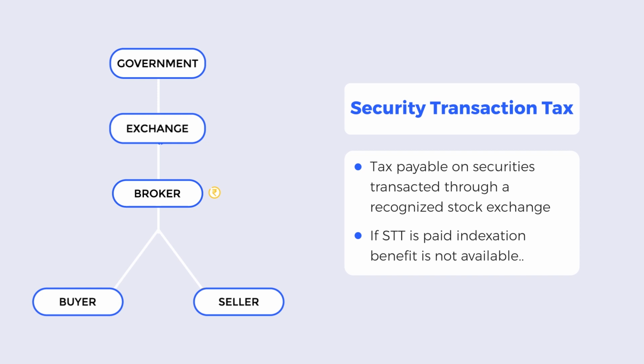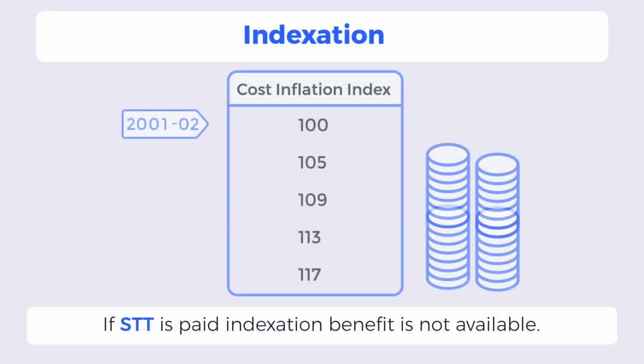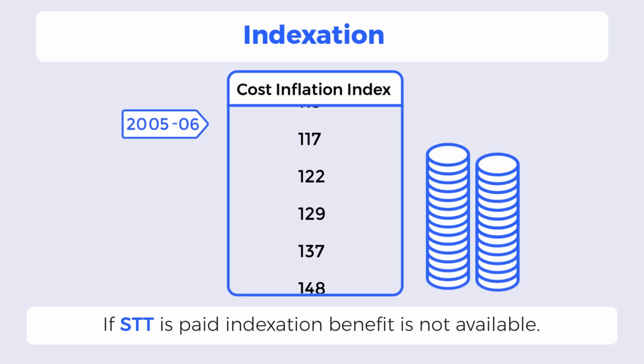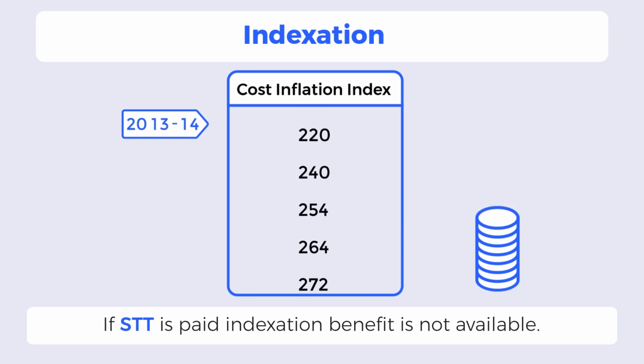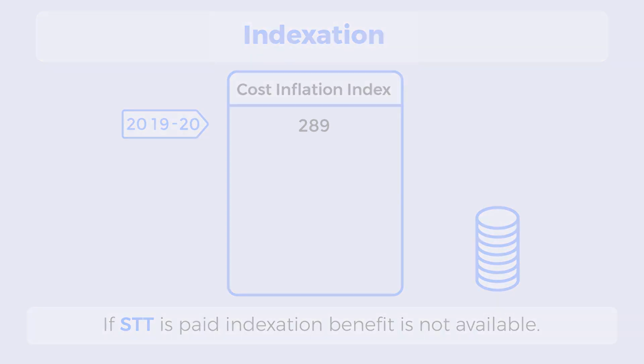If STT is paid, indexation benefit is not available; indexation is used to adjust the cost against inflation to arrive at accurate capital gains. If STT is not paid, like in the case of unlisted equity shares, the treatment is the same as other capital assets, that is, indexation is applicable.